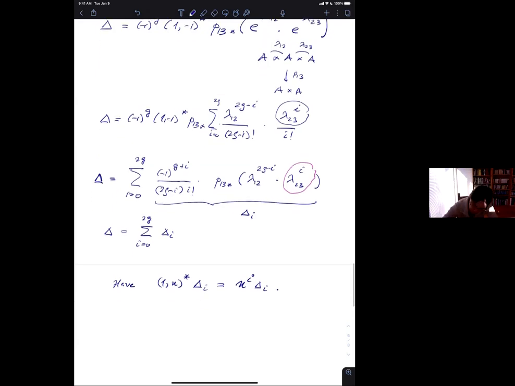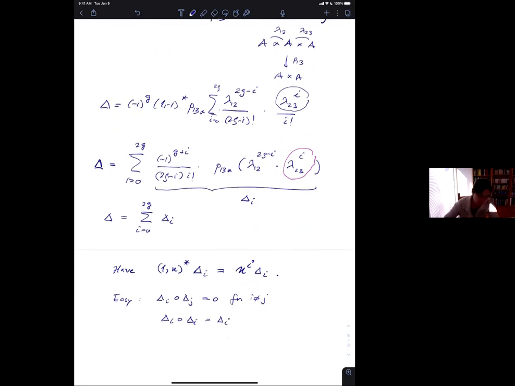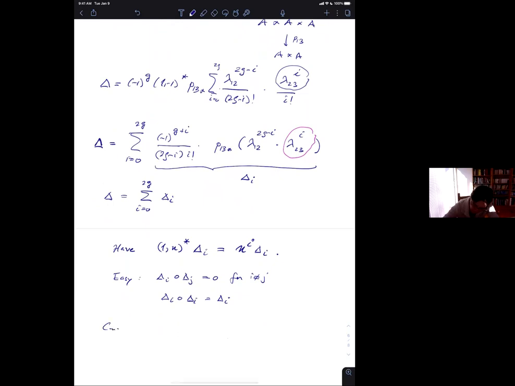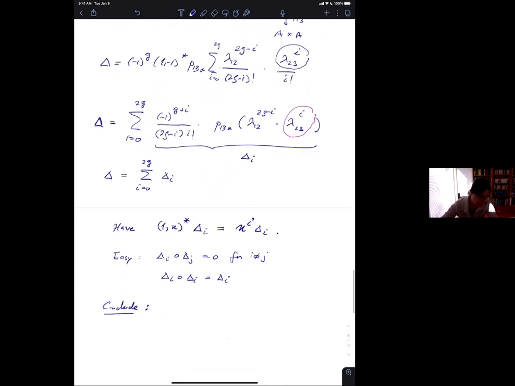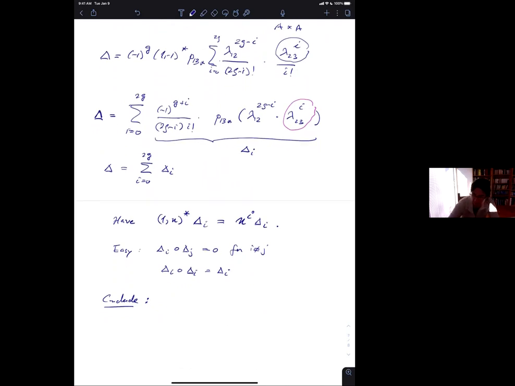So then it's also easy to see that these correspondences delta I are actually orthogonal. If you compose two, you get zero for I not equal to J. And this is idempotent. But then the conclusion is rather nice. It's a very simple conclusion out of Mukai's main theorem. Namely, because we wrote the diagonal in this manner, we broke it up into eigen-correspondences for the operator, which is a pullback under 1 times N. This means that every Chow class is written, in fact, as a linear combination of eigenvectors for N star.